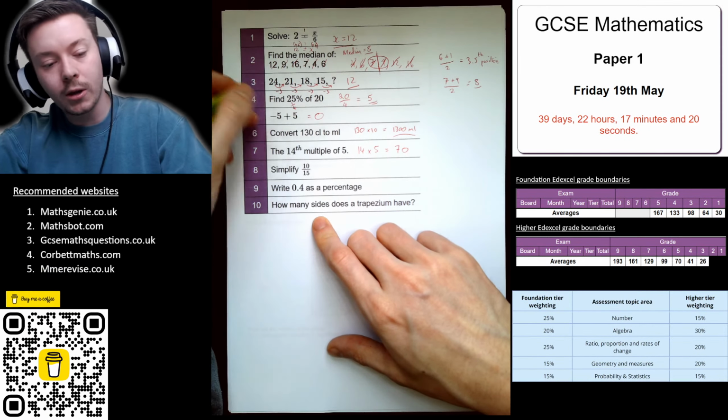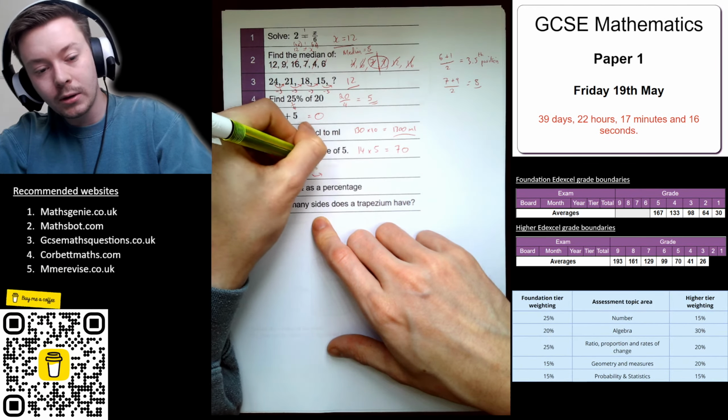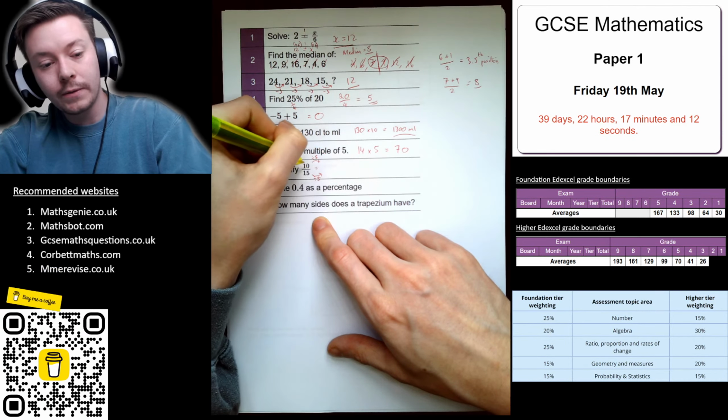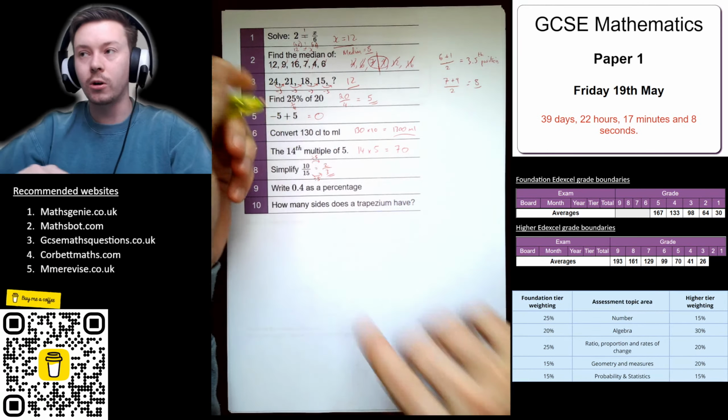Simplify 10 over 15. I need to find a number I can divide 10 by and divide 15 by. 5 goes into both of them, so divide by 5. 10 divided by 5 is 2. 15 divided by 5 is 3. So my answer is 2/3.